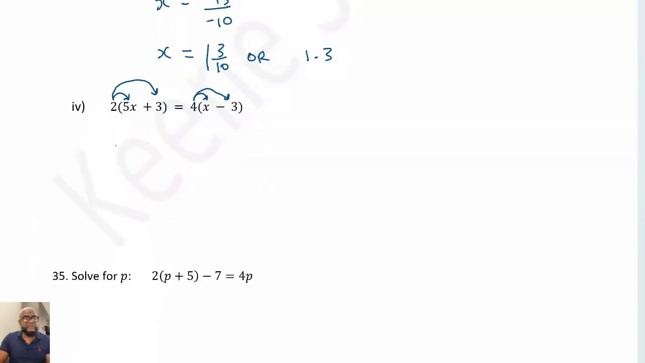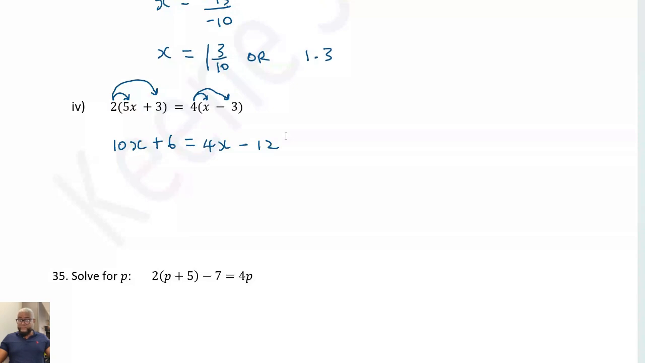So 2 multiplied by 5x will give me? 10x. Boom. 2 multiplied by 3 is? Excellent. 6. 4 multiplied by x is? 4x. And then 4 multiplied by negative 3 would be negative 12. Right. So I get that part correct.